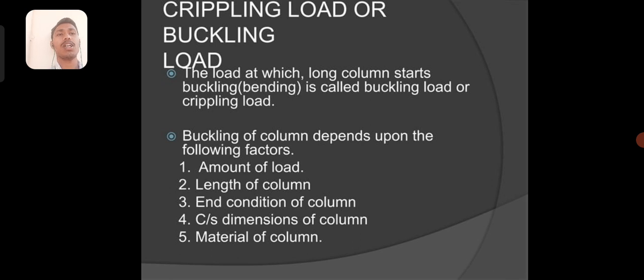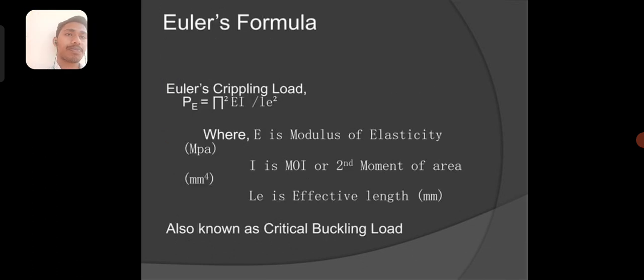Crippling load or buckling load. The load at which the column starts buckling is called the buckling load or crippling load. Buckling of a column depends upon the following factors: amount of load, length of column, end condition of column, cross-section dimension of column, and material of column.